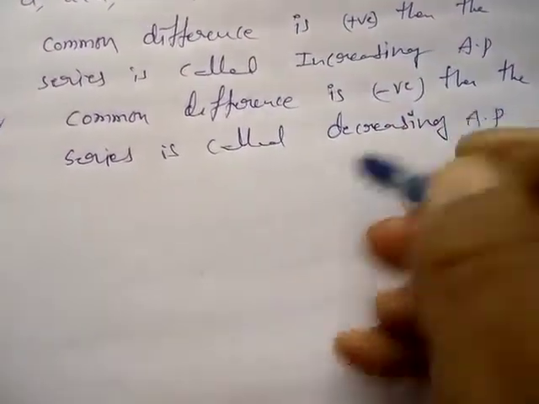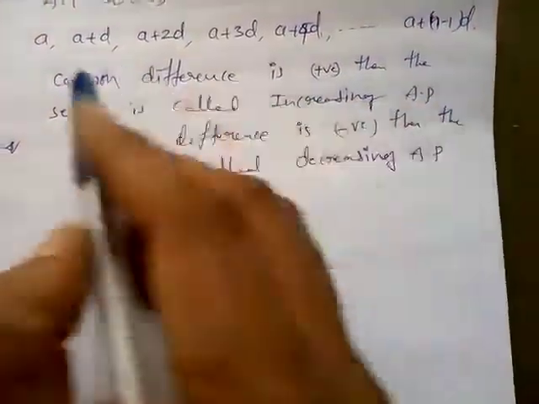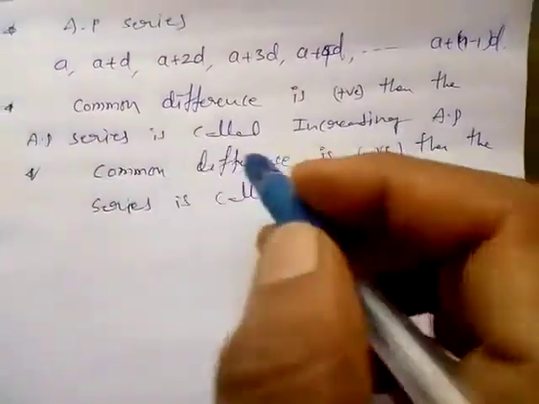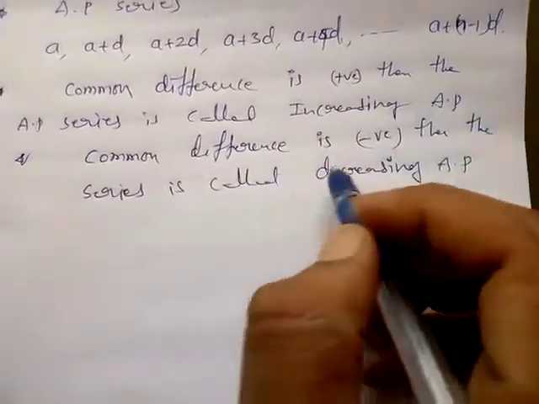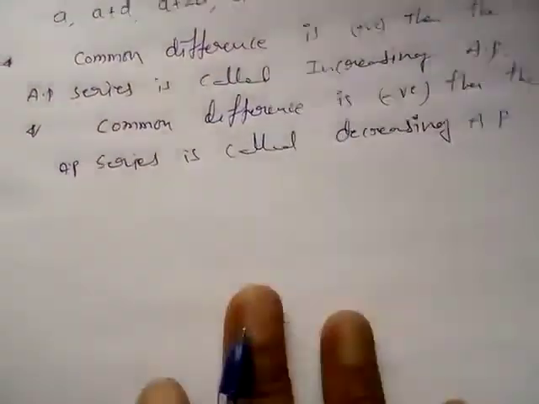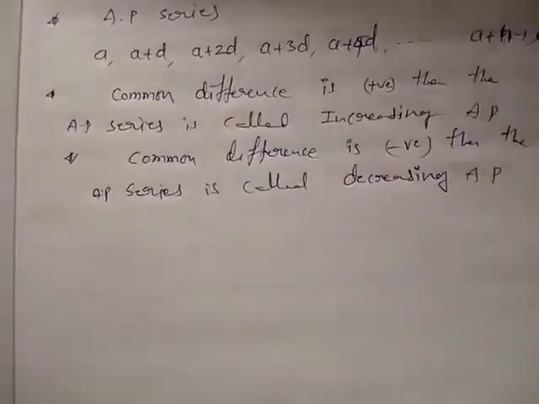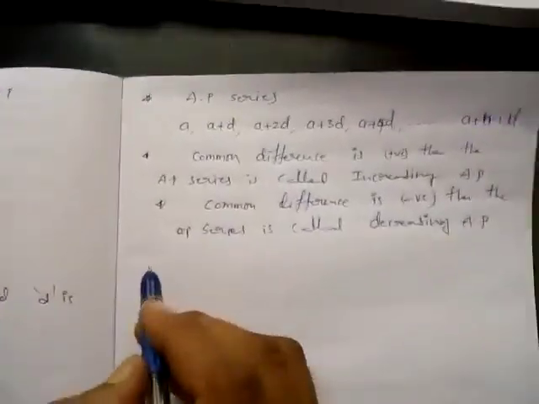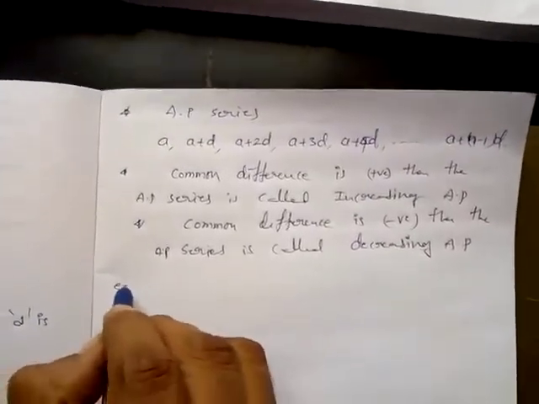Meaning, in an AP series, if the common difference is positive, then the AP series is called an increasing AP. If the common difference is negative, then the AP series is called a decreasing AP. So now observe some examples.